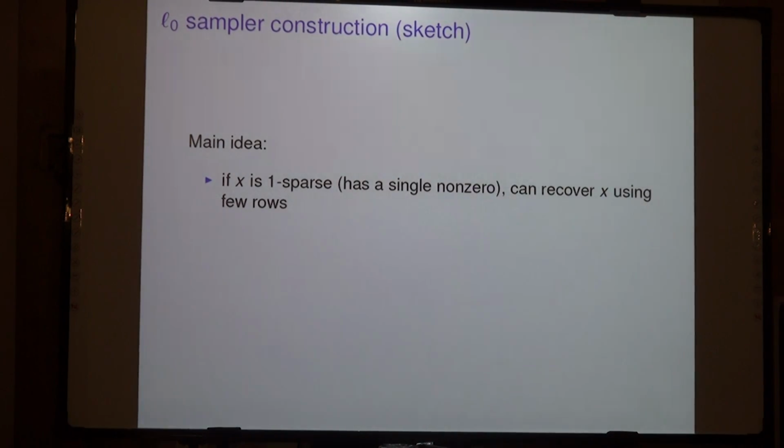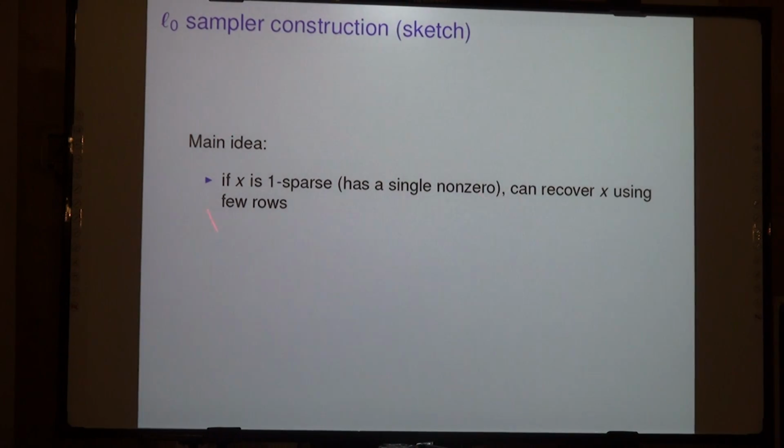And the idea is fairly simple. Basically, what do we want? We want to construct this linear sketch that will allow us to recover a uniformly random coordinate of x. The simplest possible setting is this: suppose that our x is actually 1-sparse. So x has just one non-zero coordinate. The question is, can I design a simple sketch that will allow me to recover this coordinate? I will show you such a sketch in a minute.